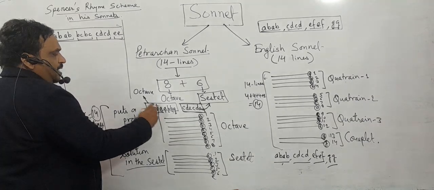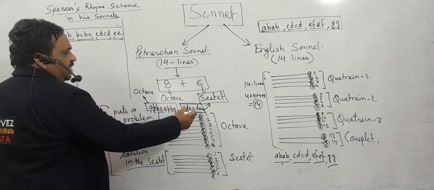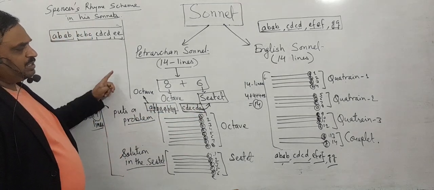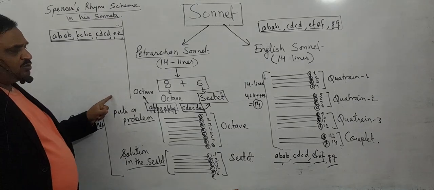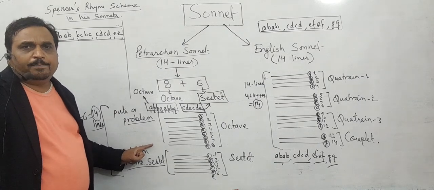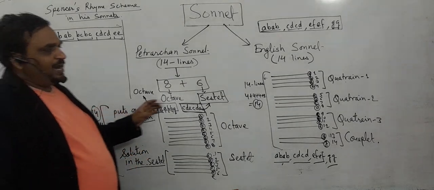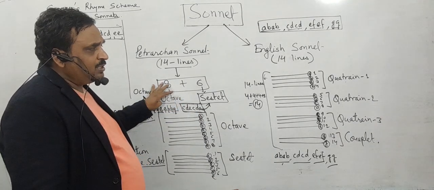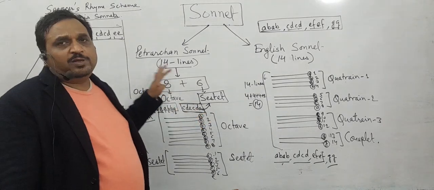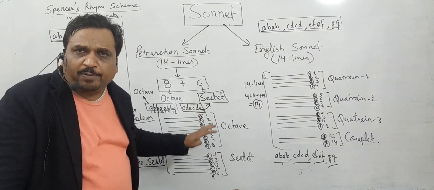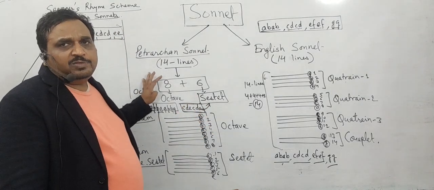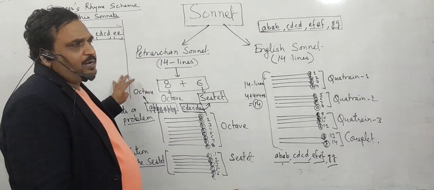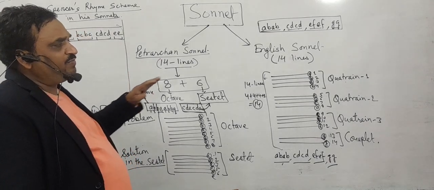In octave, A, B, B, A, A, B, B, A, and in sestet, C, D, E, C, D, E. So that makes 14 lines again. So this is the rhyme scheme of Petrarchan sonnet, and this is the arrangement in Petrarchan sonnet. So we have already seen that both English sonnets and Petrarchan sonnets have 14 lines. Both of the sonnets deal with a single issue, single problem, single subject, both are lyrical poems, and both have different types of arrangement.